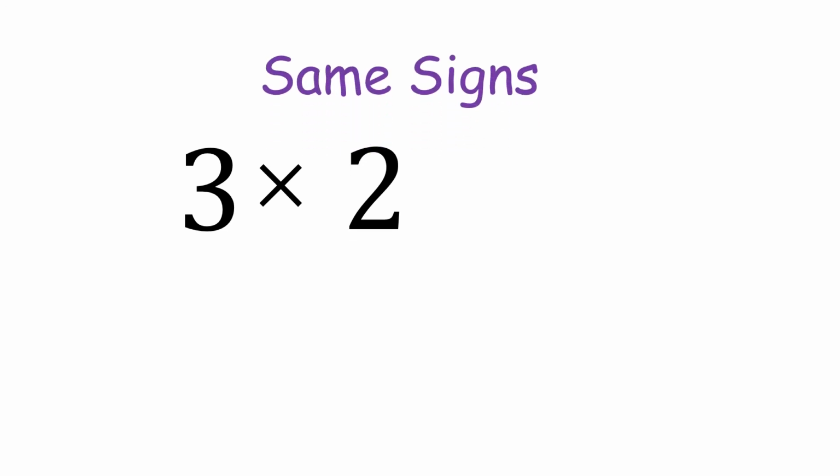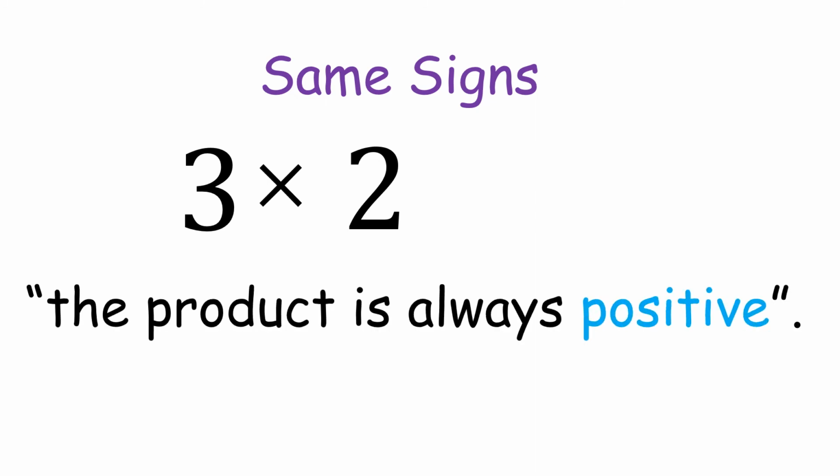So let's use the previous examples so it's easier for you to compare the answers. We have positive 3 multiplied by positive 2. So we have integers with same signs. And with same signs, the product is always positive. So 3 times 2 is 6 and it is positive.